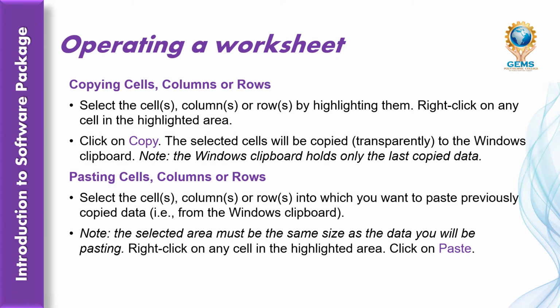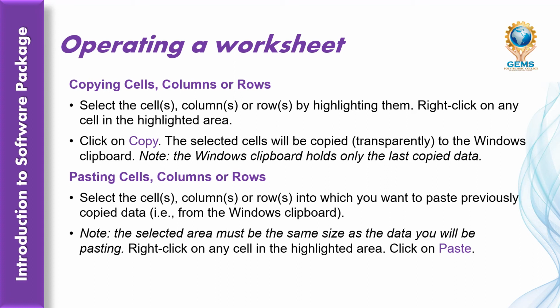Operating a worksheet: how to copy cells, columns, rows. Select the cells, select the columns, select the rows by highlighting the items. Right click on any cell in the highlighted area. Then click on Copy. The selected cells will be copied to the Windows clipboard.